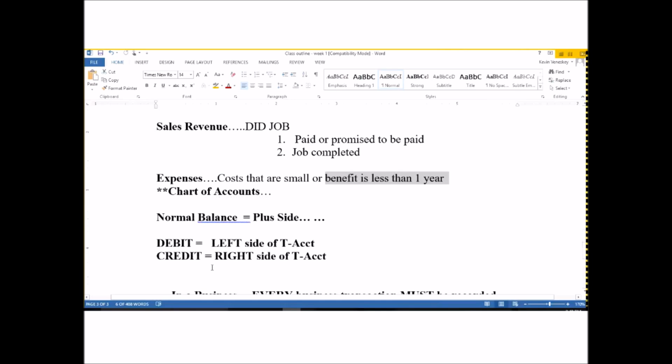Now, let's go ahead. We're going to look at what debit and credit means. Again, we're going to look at that in week 2. I now want to pull up my Excel sheet and show you a couple of examples of each category.